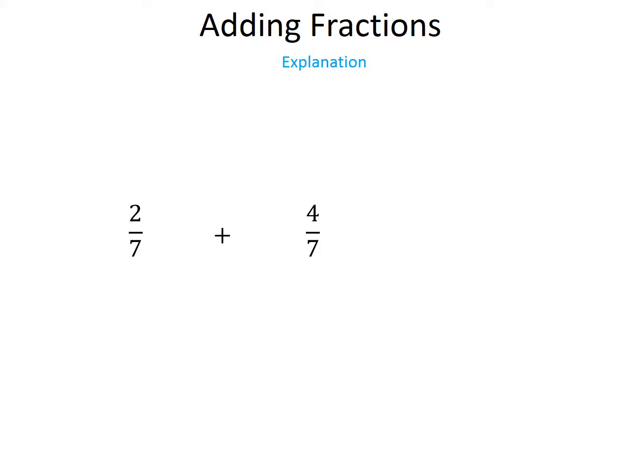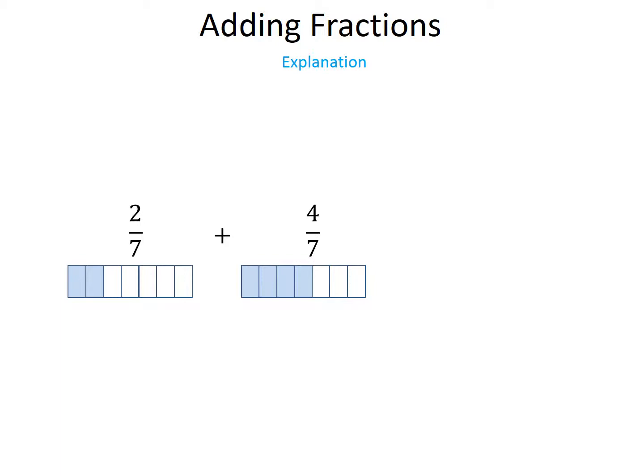Alright, let's get into adding fractions with these two here. We're going to add 2/7 to 4/7. And so let's begin by drawing 2/7. I've got my shape and I've cut it into 7 sections and I've shaded in 2 of them. And again with 4/7, same thing, but this time I shaded in 4 of them.